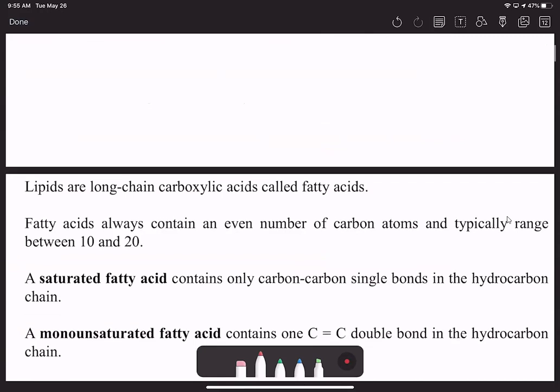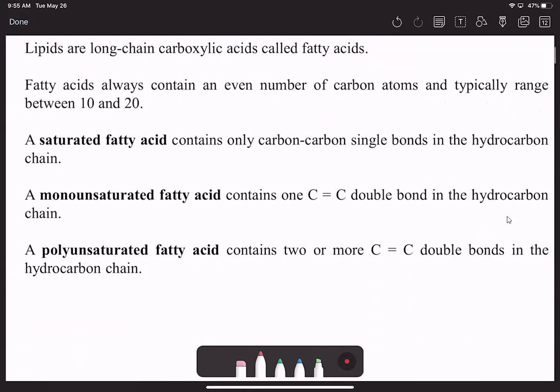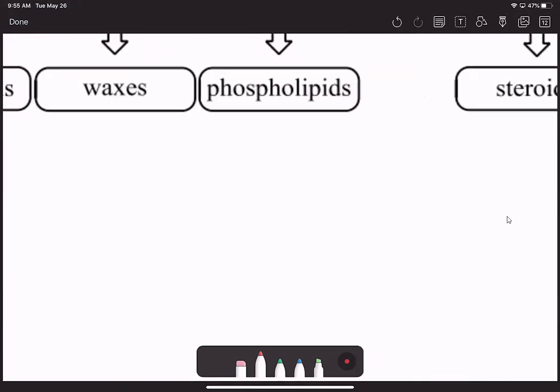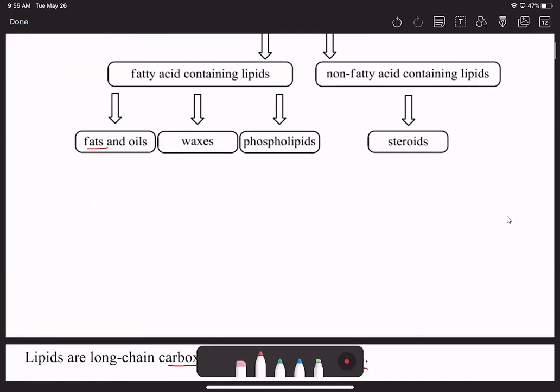Excuse me. All right. So lipids are long-chain carboxylic acids, right? That's where we get this term fatty acids. Fats, fats, right?